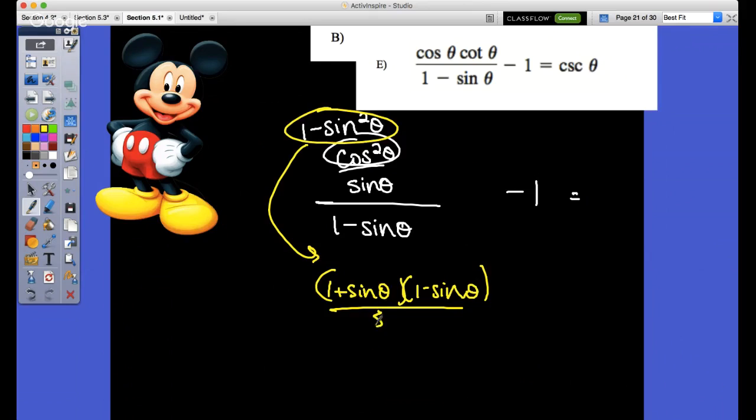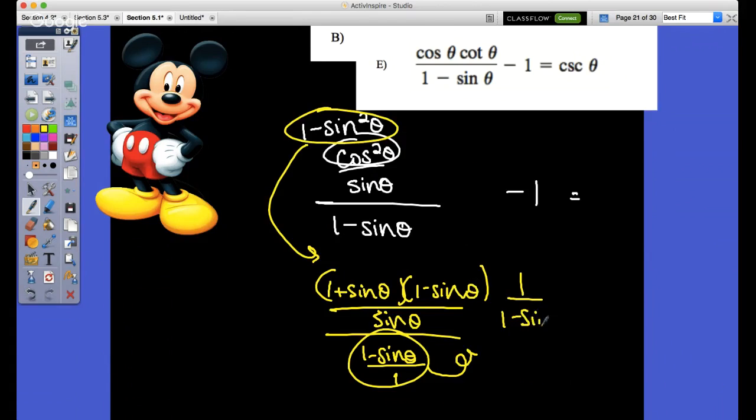And then that's all over sine. And then this would be all over 1 minus sine of theta over 1. And then I could flip this to the top. Again, this is just another way of doing it. If you decided to do it this way, that's great.